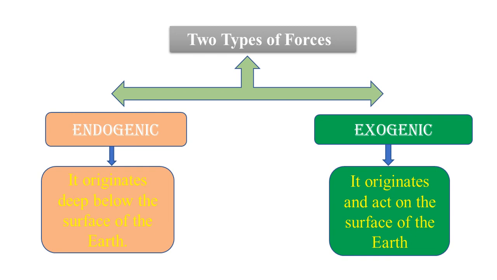The endogenic forces originate deep below the surface of the earth, and those forces which act on the surface of the earth cause changes on the surface of the earth. For example, weathering, gradation, erosion, and deposition. And the exogenic forces are those forces which originate in the interior of the earth and cause changes on the surface of the earth. For example, volcanoes, earthquakes.